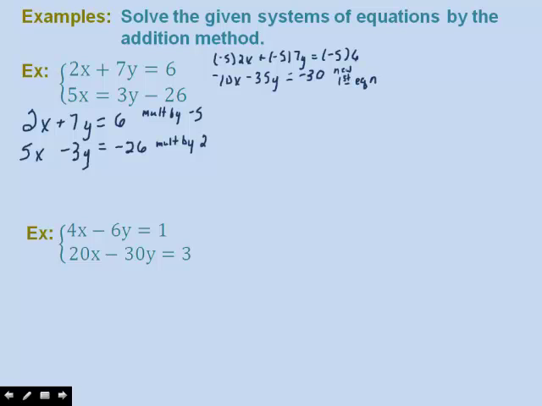For the second equation, we're multiplying by 2 on both sides. So we'll have 2 times 5x minus 2 times 3y is equal to 2 times negative 26. That gives us 10x minus 6y is equal to negative 52. So this would be our new second equation. So now let's write our system, our two new equations.